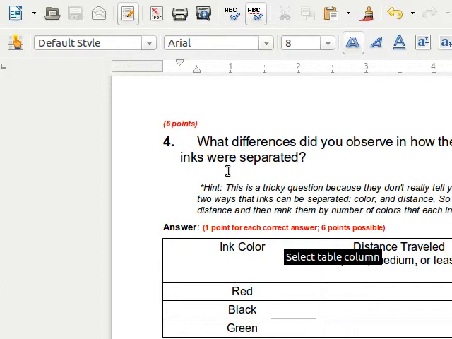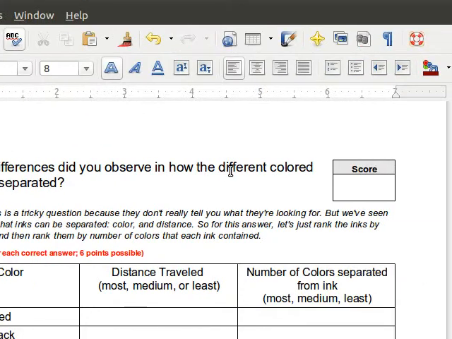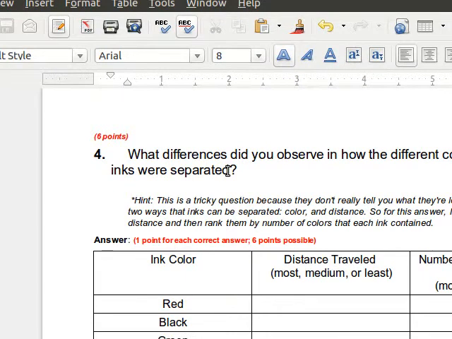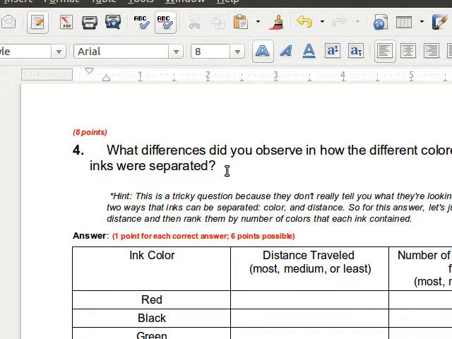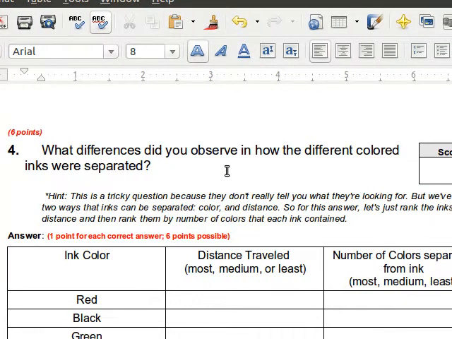What differences did you observe in how the different colored inks were separated? Now this is kind of a tricky question because they don't really tell you what they're looking for. They just say differences. So how is it not the same? The way that the different colored inks are separated. So all we can really do is point out the two things that we measured, which is how far the inks traveled and the number of colors that we had.